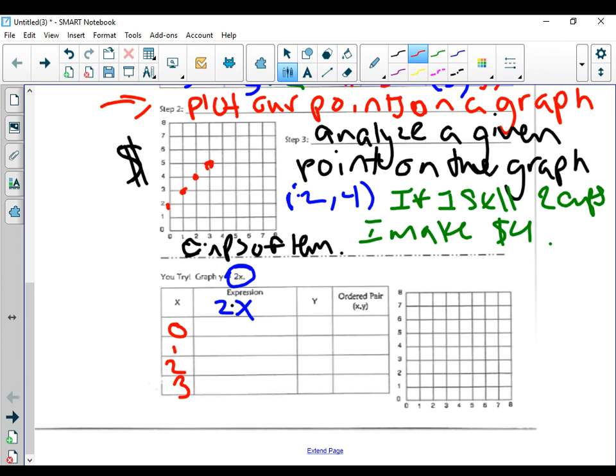In the expression column, remember you are just replacing that x value with the x value that you chose. So instead of writing 2x, I'm going to write 2 times 0. Instead of writing 2x, I'll write 2 times 1, then 2 times 2, and 2 times 3. Notice every time that my x changed, it changed from being an x to being a 0, a 1, a 2, and a 3. Go ahead and solve for those. Actually do 2 times 0 and 2 times 1, and those are going to be your y values. So 2 times 0 is 0, then 2 times 1 is 2, 2 times 2 is 4, and 2 times 3 is 6.